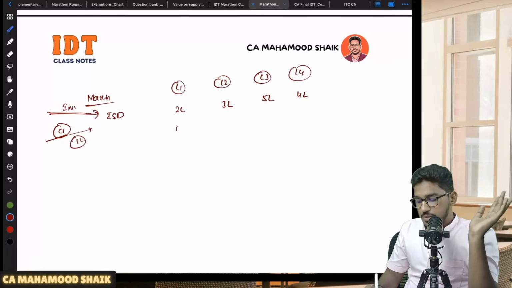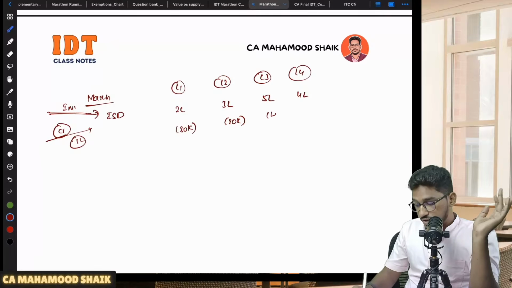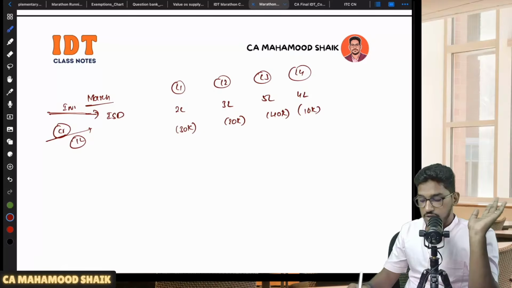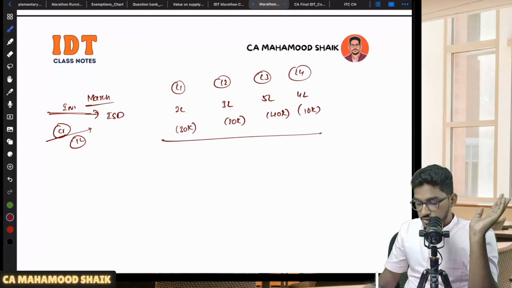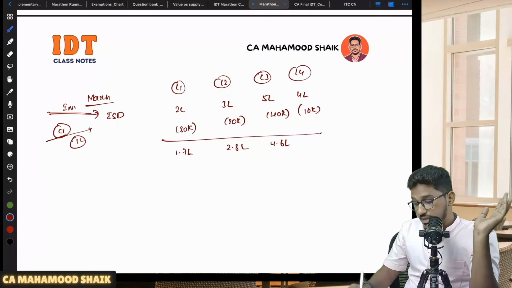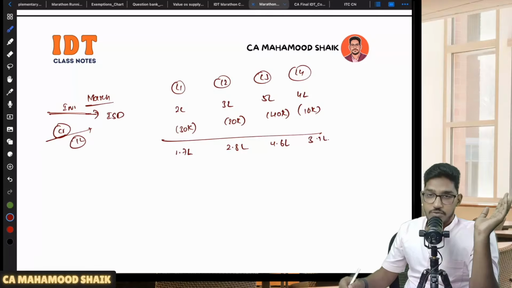Let us say that ratio comes to something like this. Here 30,000, here 20,000, another 40,000, and 10,000. This is the ratio in which original invoice was distributed. So now net amount only will be distributed. So here net amount distributed will be 1.7 lakhs. Here it will be 2.8 lakhs. Here it will be 4.6 lakhs. Here it will be 3.9 lakhs. That amount will be distributed.